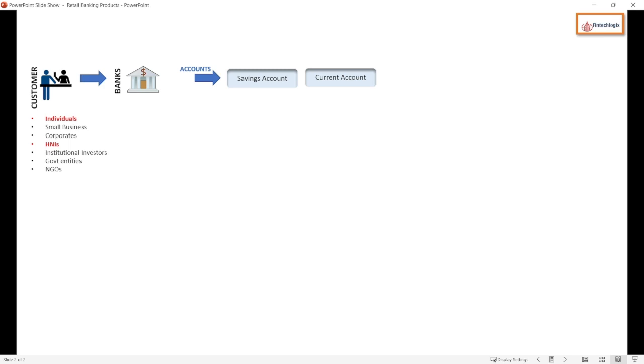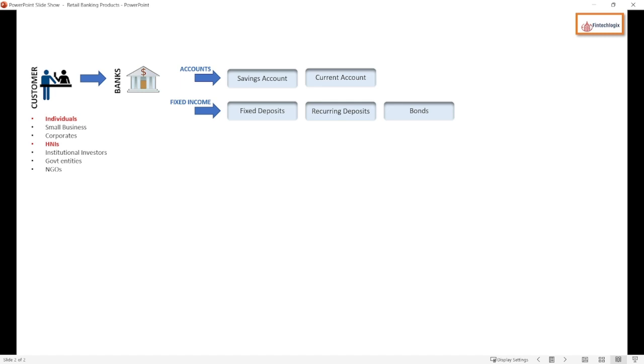The first product line in this category is accounts. So under accounts, we have savings account and current accounts. Now, current account is something that is not that common for individuals. Primarily, HNIs can use it. In the next segment, we have fixed income category.